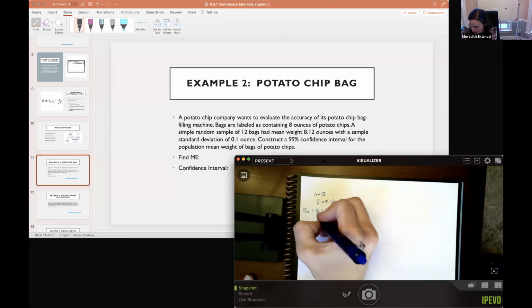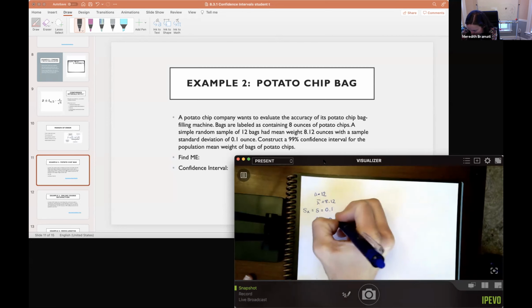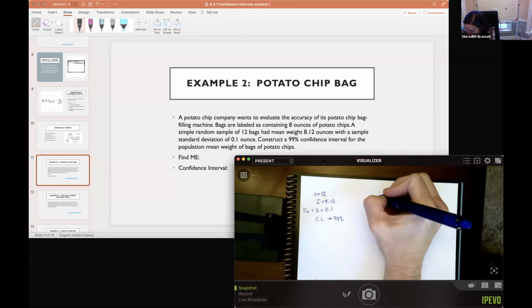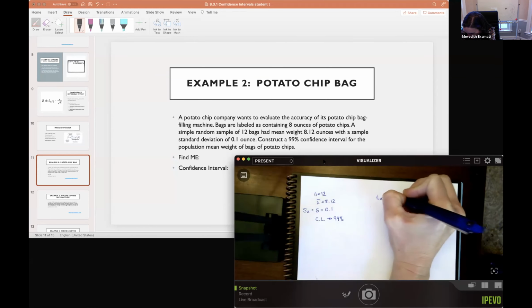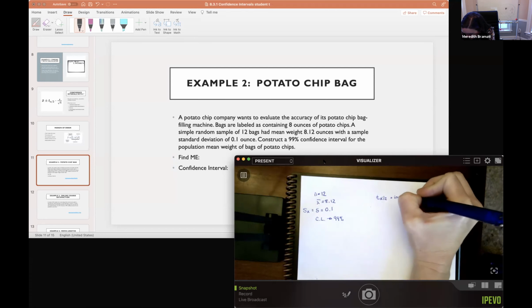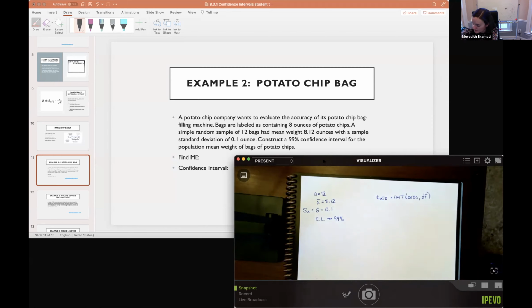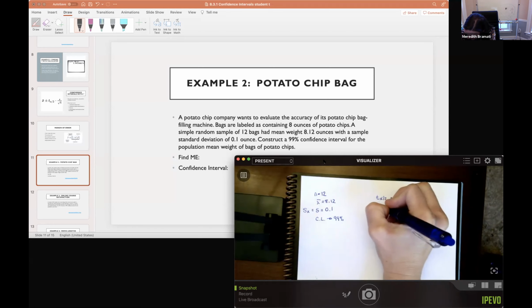Construct a 99% confidence interval for the population mean weight of bags of potato chips. Find ME, the margin of error, and find the confidence intervals. So the first thing I need to do is find my T alpha 2, which I find with invert T, which is area and degrees of freedom. I need to locate the area.